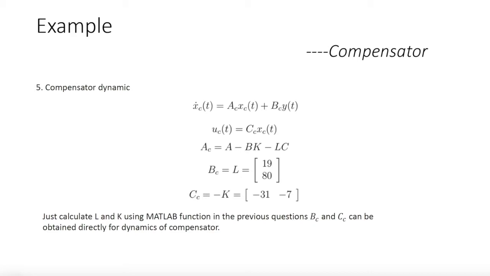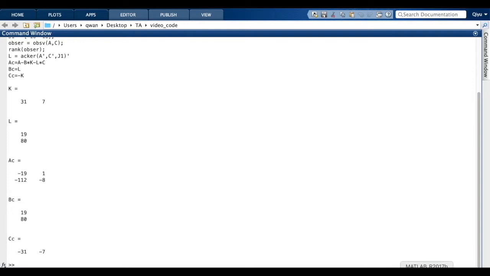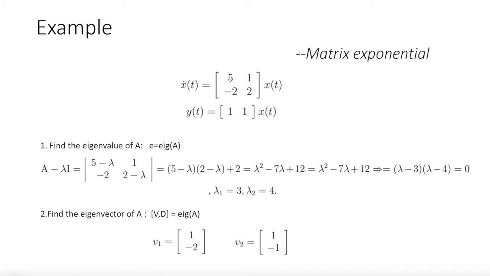So the steps are finding first K, then L, then plugging them into these equations to find the compensator's dynamics. Here we can define A, B, C, then design the K and L based on the desired location of the poles, and then by the compensator dynamics equation we can find the Ac, Bc and the Cc. Next part, we are going to find the matrix exponential.